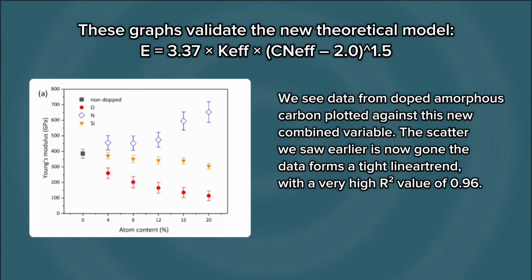We see data from doped amorphous carbon plotted against this new combined variable. The scatter we saw earlier is now gone. The data forms a tight linear trend with a very high R-squared value of 0.96.